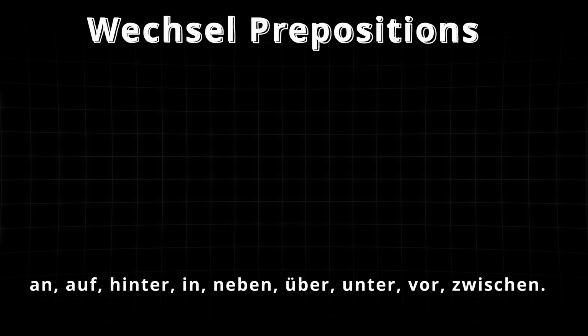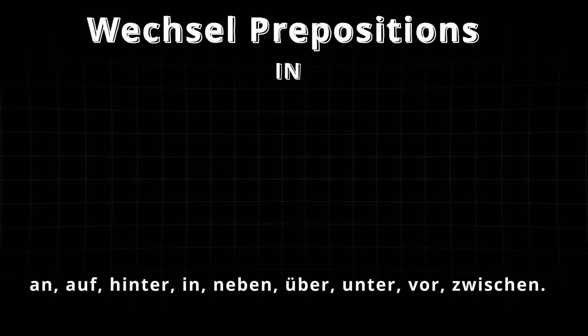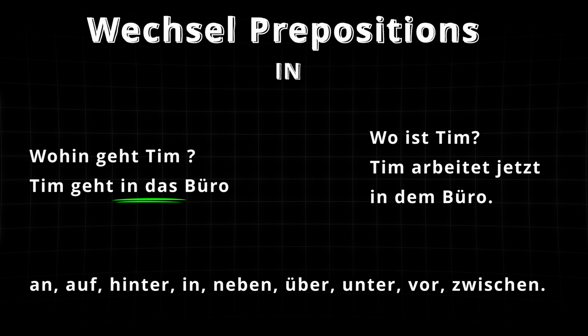They change based on the context. If there is a movement from point A to B, it's accusative. And if we are indicating a position, then it's dative. Let's take the preposition in, for example. Wohin geht Tim? Tim geht in das Büro. Tim walks into the office. He's crossing the doorway. There is a movement. It's accusative.